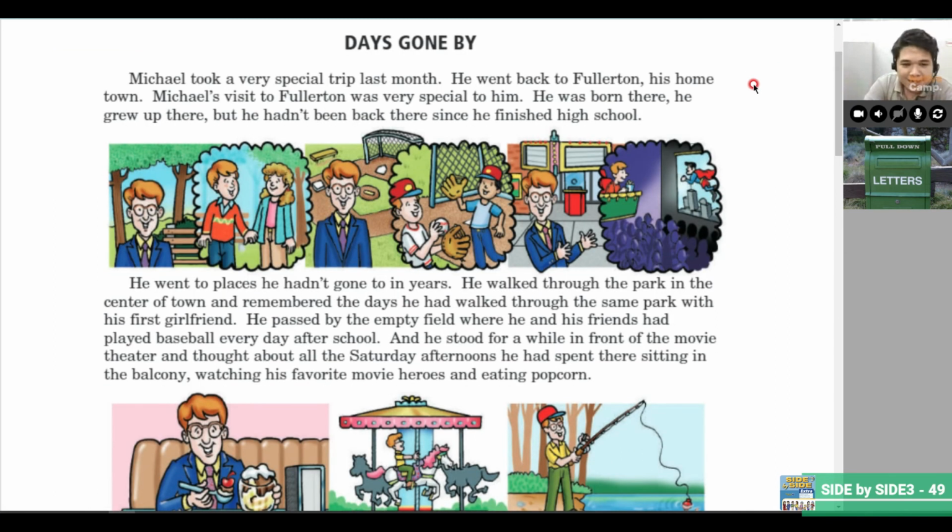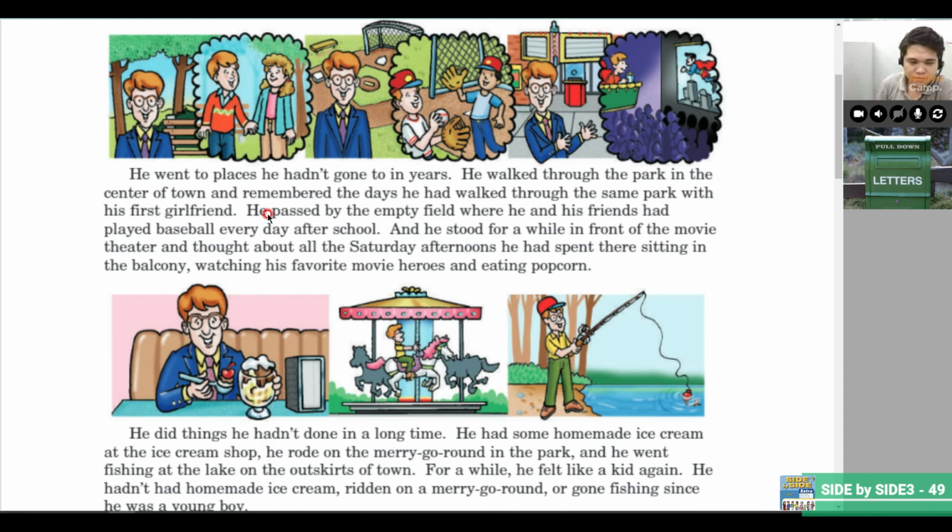Okay, let's have Days Gone By reading. Go ahead, read from Michael until the end. Michael took a very special trip last month. He went back to Fullerton, his hometown. Michael's visit to Fullerton was very special to him. He was born there. He grew up there. But he hadn't been back there since he finished high school. He went to places he hadn't gone to in years.